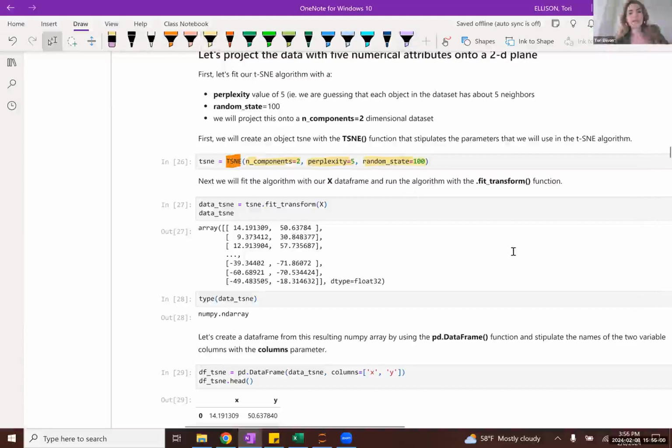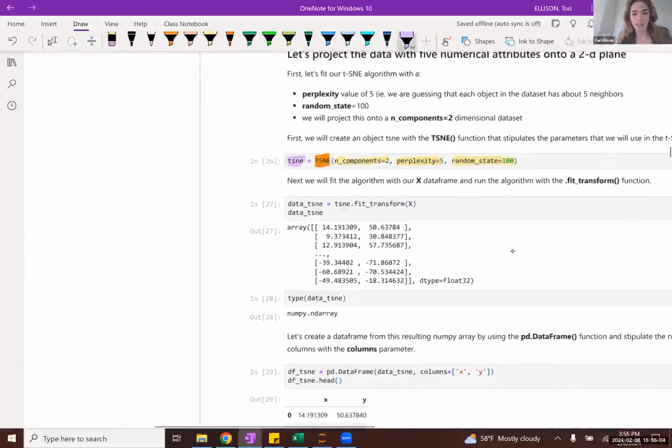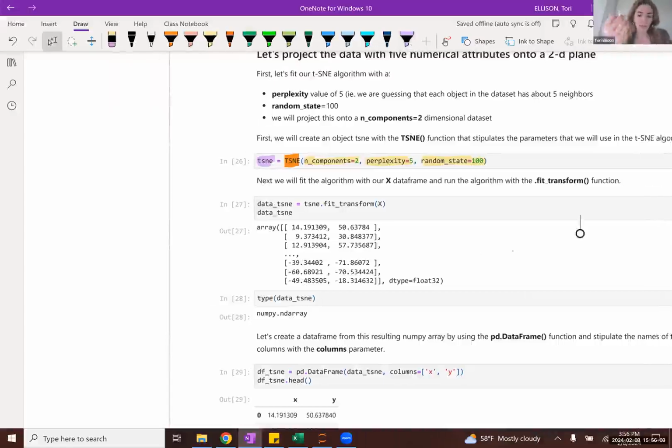Okay. Now, because I haven't run any function yet that has the word fit in it, all I've really done here is set up the parameters that I would like to use in the TSNE algorithm. I've essentially just created a TSNE object, which has not been fit with any data set yet.